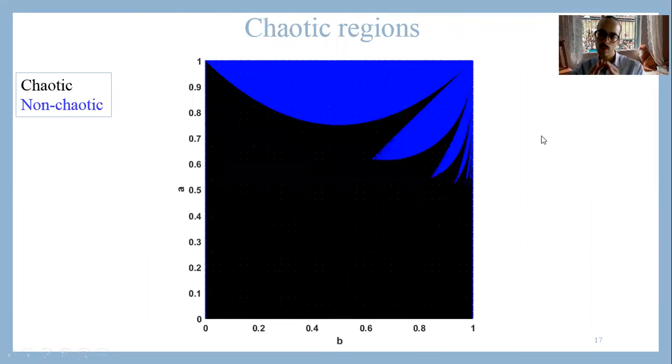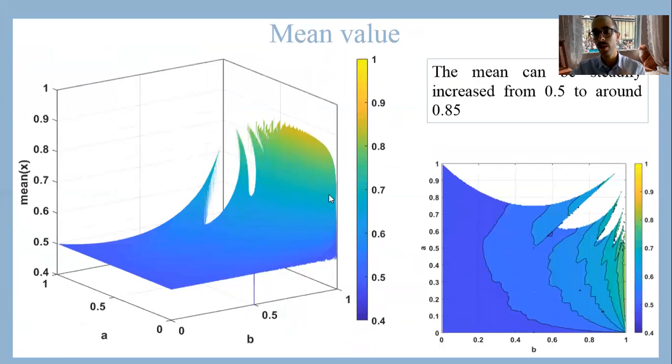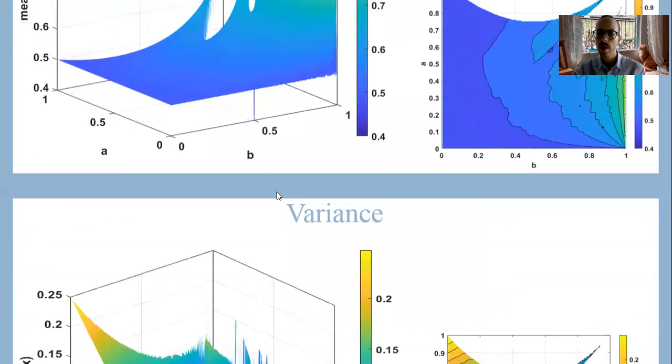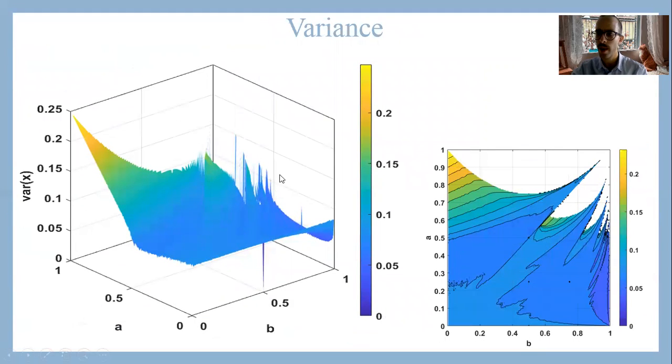Then, of course, if we look at it a bit more spherically by showing the double diagram indicating where we have chaotic and non-chaotic regions for all the parameter pairs for A and B values, you see that we have a very wide chaotic region, and indeed inside this chaotic region, we managed to affect the mean value of the time series. So the mean value goes from 0.5 and up to 0.9. So we can effectively control the mean value, and a similar result holds for the variance.